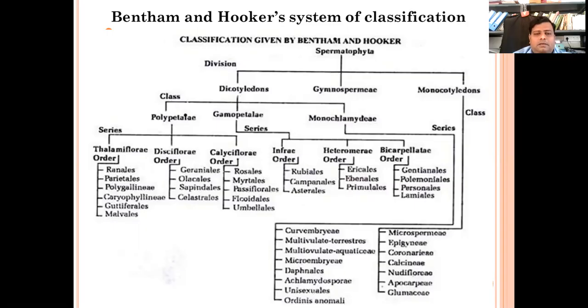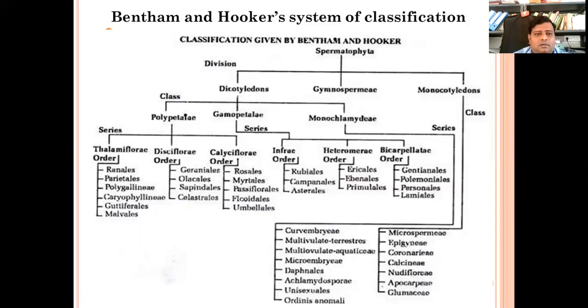Bentham and Hooker have grouped advanced seed-bearing plants into a major division called Phanerogamia. This division has been divided into three classes, namely dicotyledons, gymnosperms, and monocotyledons. Here you can see the diagram of the classification of the plant kingdom: the Cryptogamia, and Phanerogamia further divided into dicotyledons, gymnosperms, and monocotyledons. So phanerogams or Spermatophyta are divided into three classes, that is dicotyledons, gymnosperms, and monocotyledons.